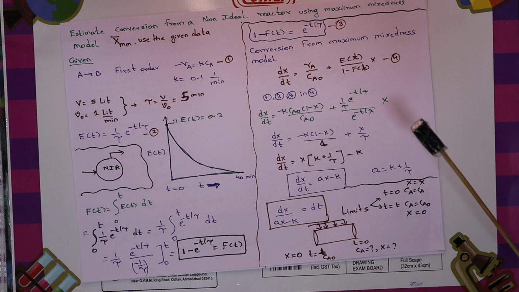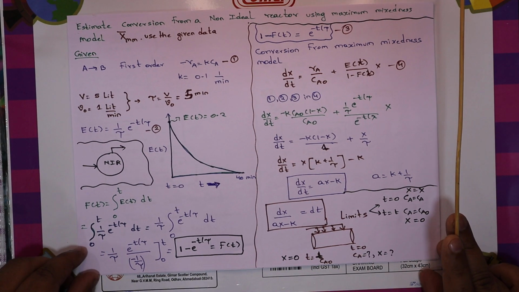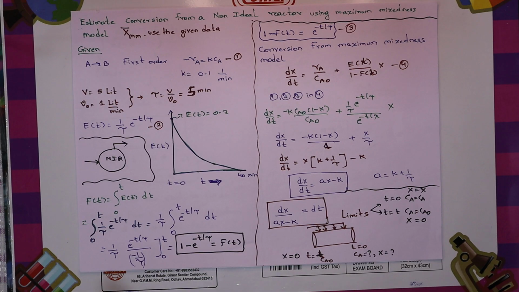So there is one more simple example. Earlier, based on the tracer curve data, you found out the E of t values and f of t values. Now let us see how to evaluate if the E of t and f of t functions are directly given. But in this example, data is not given. Instead of data, an equation is supplied. If an equation is supplied, how do we find out the conversion?